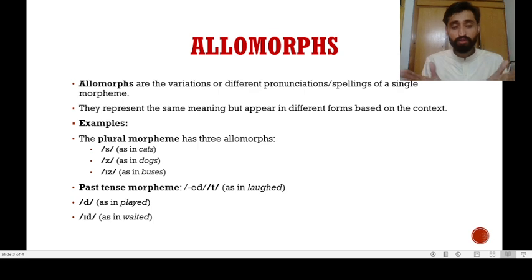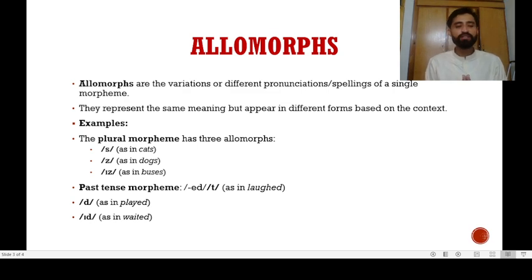Now let's talk about the past tense morpheme. For example, the word laughed. This laughed ends with a t sound. Laugh is the root word, and ed actually signifies the past morpheme. So laughed, this ed actually gives us the sound of t. Okay, so this is the first marker.